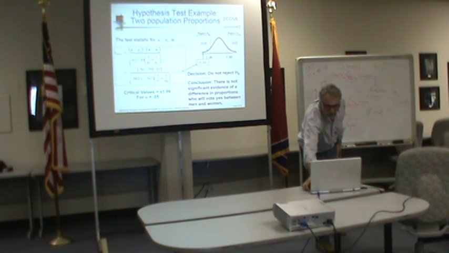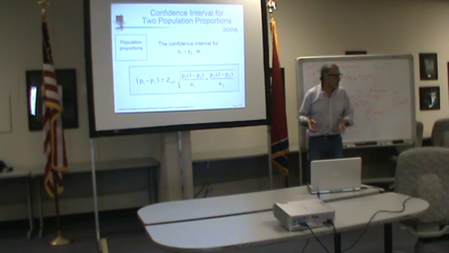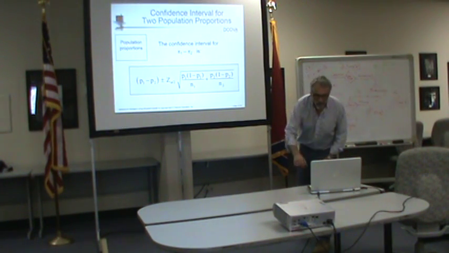So we're getting there. And oh yeah, if you don't like to use the z-critic, if you don't like to look up the p, you can use a confidence interval. And if the confidence interval captures 0, it's got it.